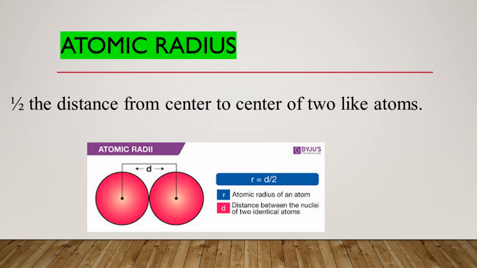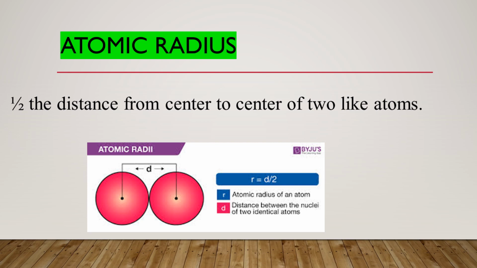The first one is atomic radius. You guys are going to be responsible for remembering what the trend is, whether it decreases or increases in a certain direction, and you're going to have to be able to explain why. That is important. You absolutely have to be able to explain why. So the first trend we're going to talk about is atomic radius.